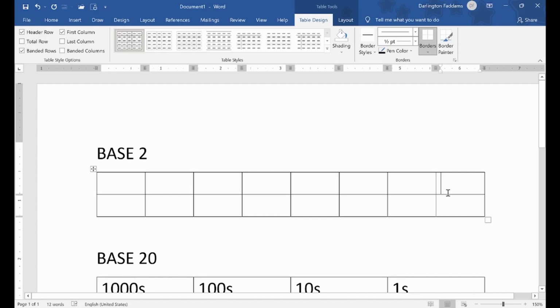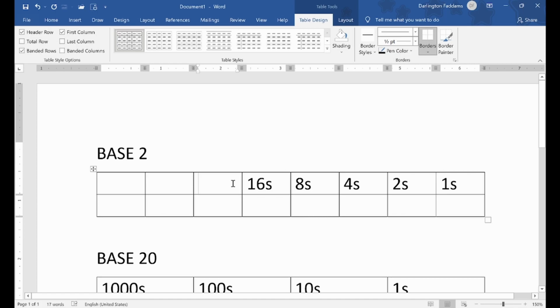When it comes to binary, binary is in base what? It's in base 2. So with that one, we have the ones position. Here we have the twos position. We have the fourth position. Then we have the eighth position. Then we have the 16th position.